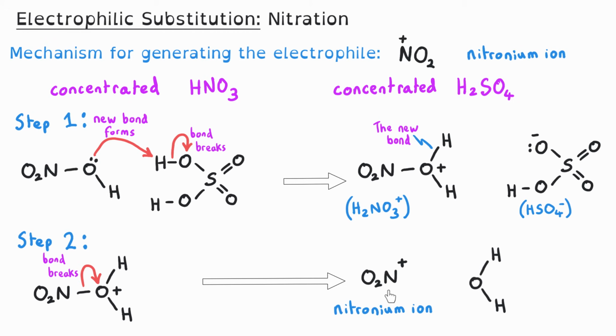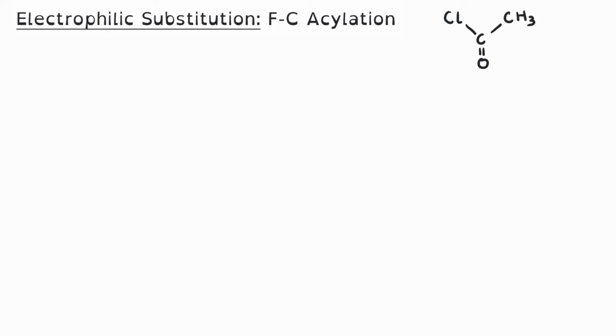And this NO2+ is the nitronium ion, the electrophile for this mechanism. During Friedel-Crafts acylation, the electrophile is generated from an acyl chloride. There are obviously a huge range of acyl chlorides, but what they all have in common is this carbonyl group and a chlorine attached to the same carbon.